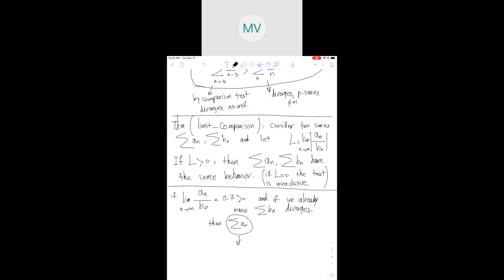So this was initially unknown. Okay? Then you get help from this guy. So you come up with this series, you set up that ratio, you take the limit, and it's non-zero. And you know this guy diverges. Then your conclusion is sigma a sub n diverges too.